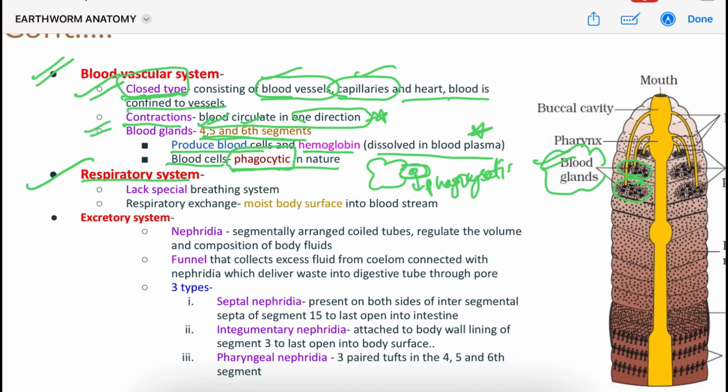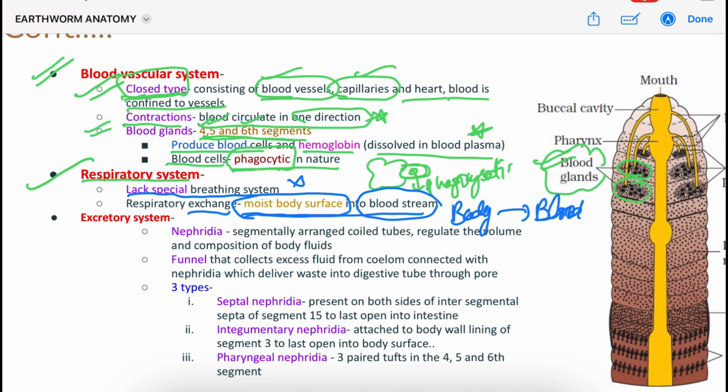Here the respiratory system is not properly present; it lacks a special breathing system, but they carry out gaseous exchange for respiration through the moist body surface. There is no proper system for respiration, like gills or lungs. However, gaseous exchange takes place from the body surface directly into the bloodstream.